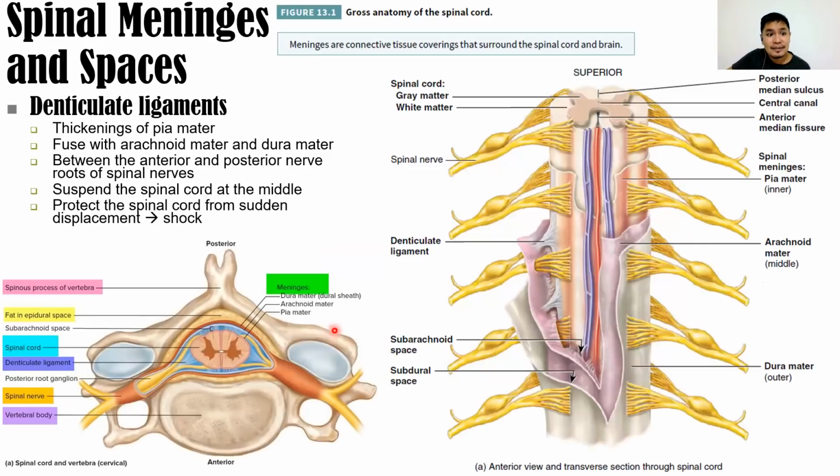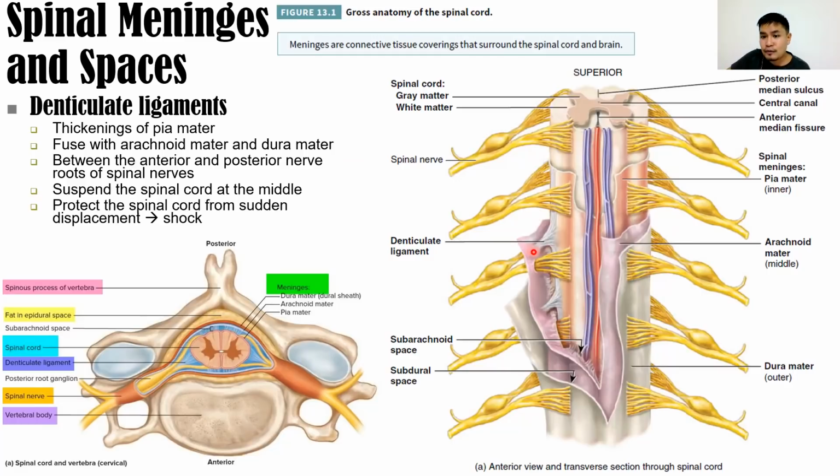The denticulate ligaments are thickenings of the pia mater, fused with the arachnoid and the dura mater. They are located between the anterior and posterior nerve roots of the spinal nerves. Let's get oriented with this picture. This is the spinal cord, and you have your denticulate ligament over here. What are your denticulate ligaments? Thickenings of the pia mater, the innermost layer that is closely associated with the spinal cord itself. It fuses with the arachnoid and dura mater.